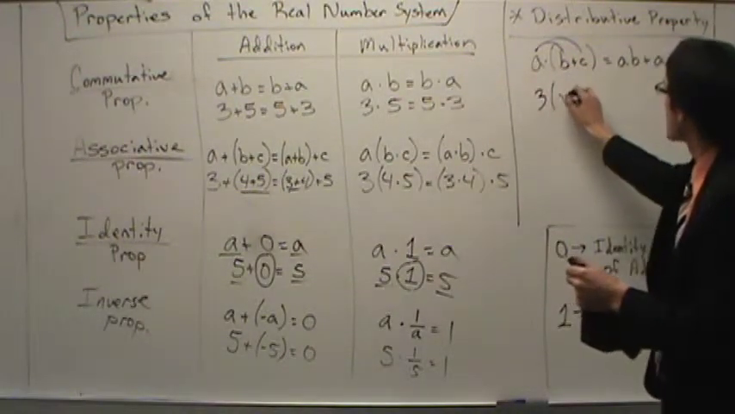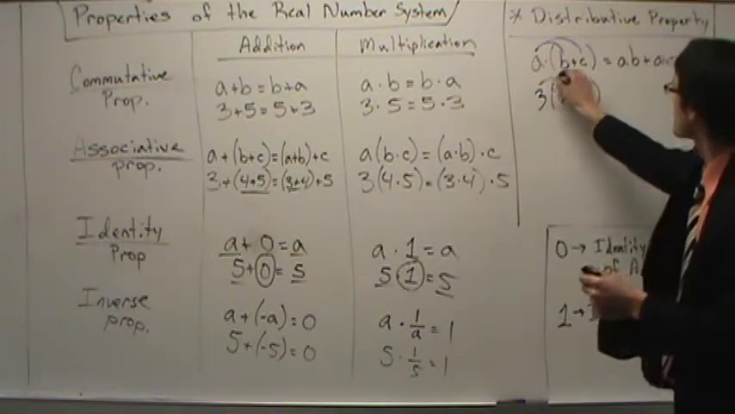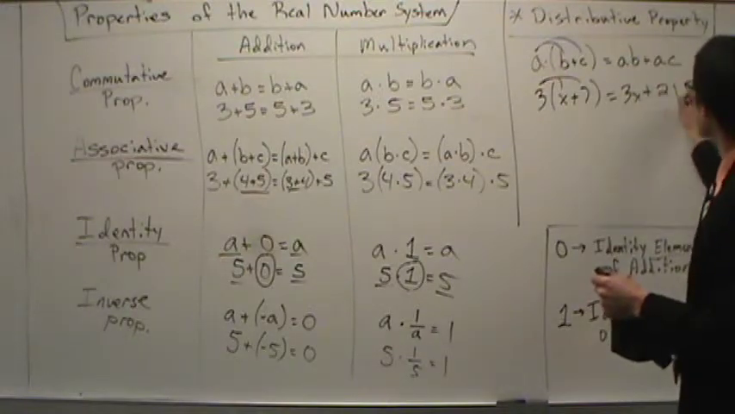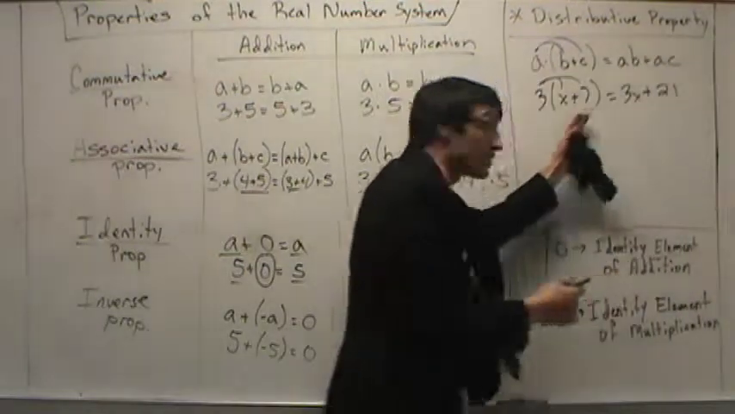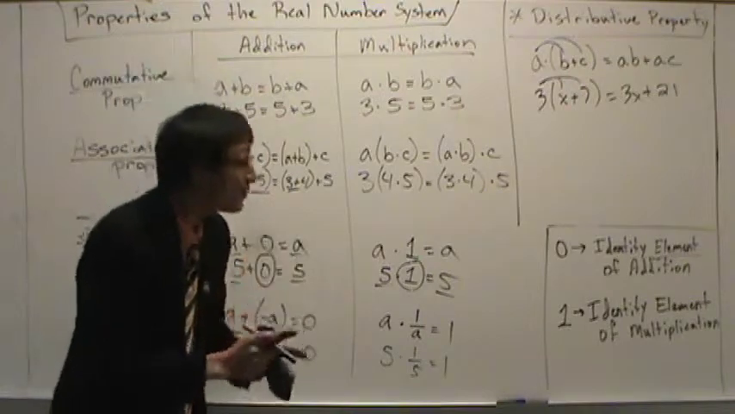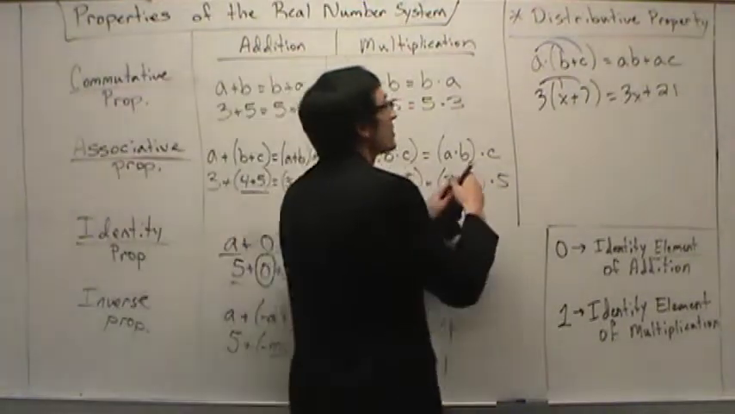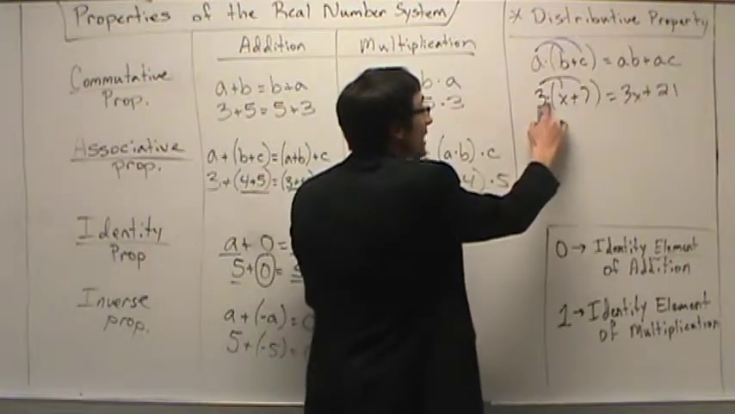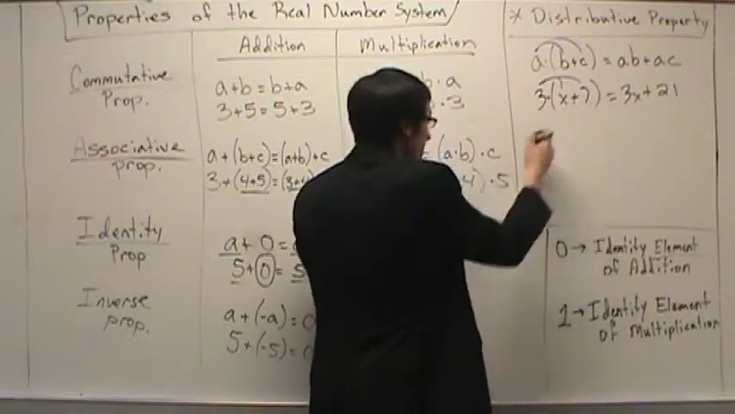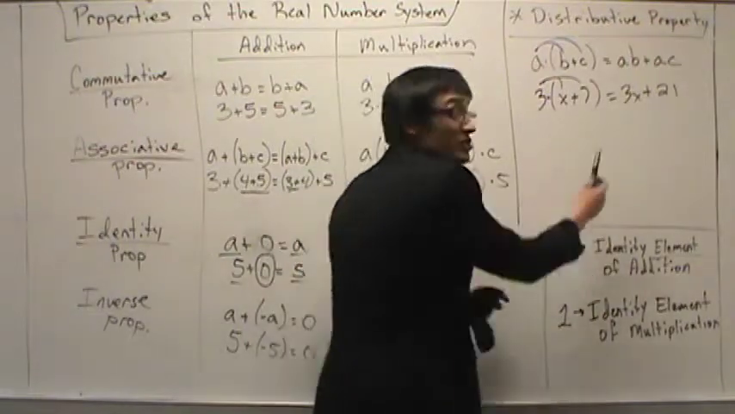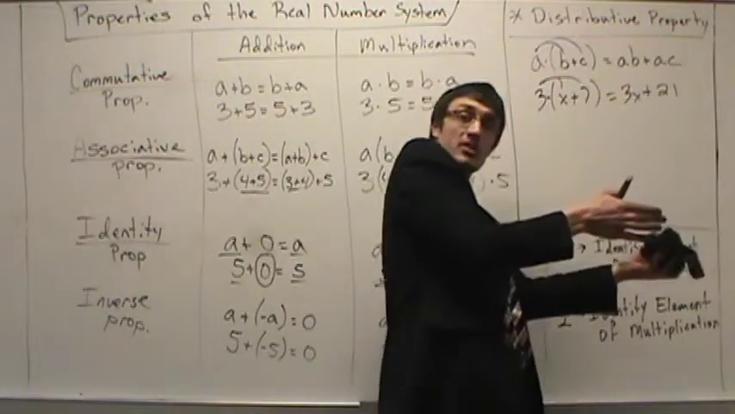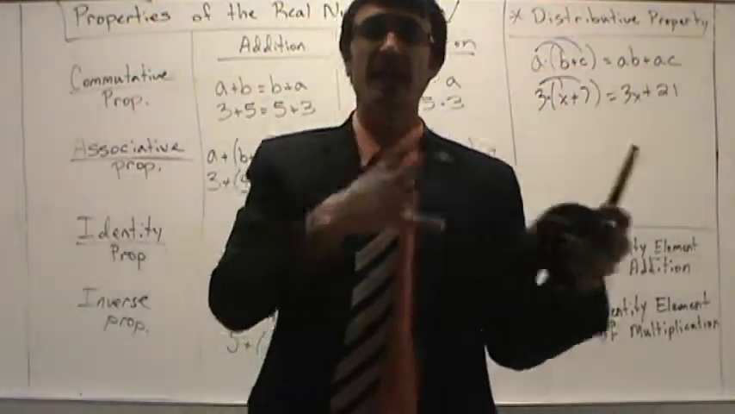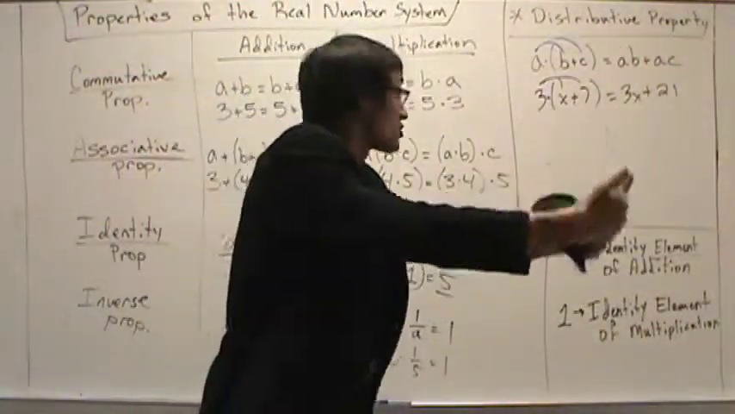So we look at 3 times quantity x plus 7. We distribute. 3 times x is 3x, and 3 times 7 is 21. So the question is, did the 3 distribute? No, the 3 did not distribute. What distributed? The multiplication. This is an operational thing. Here we have 3 multiplied by the quantity x plus 7, so you have multiplication and addition. The multiplication distributed over the addition. What happens when multiplication meets addition? The multiplication distributes.